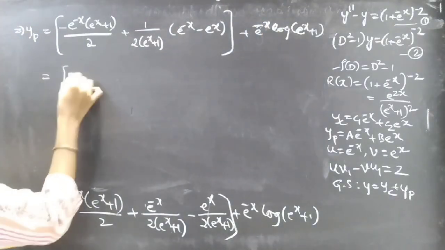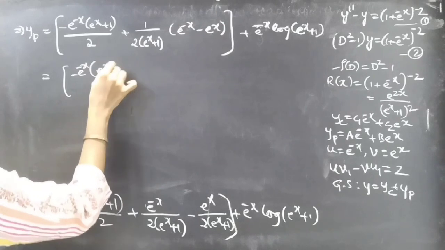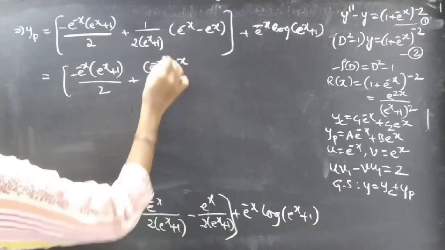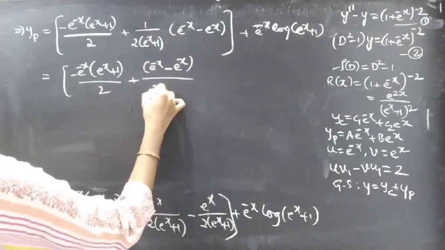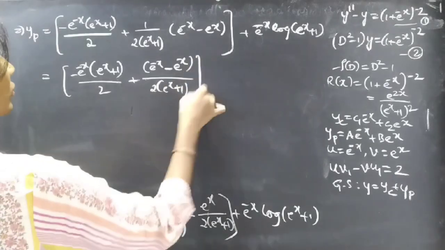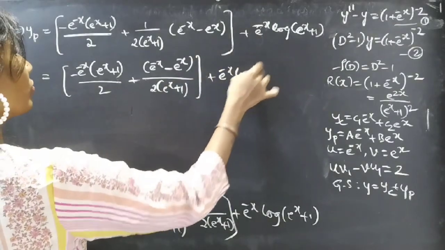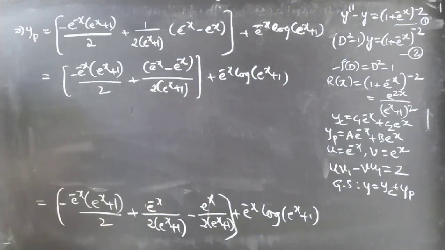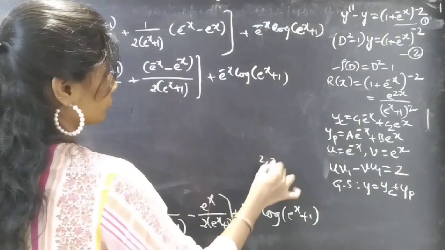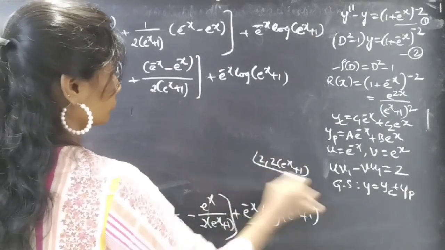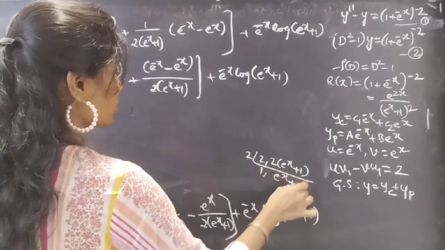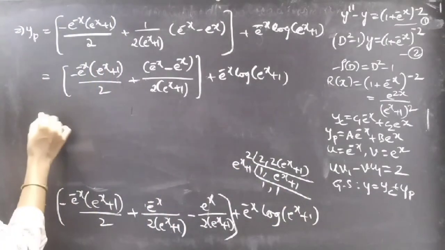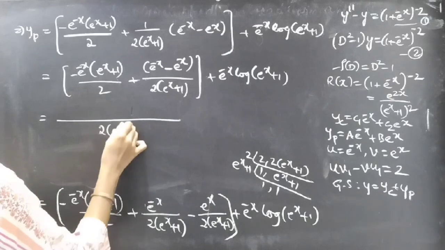This is equal to minus e power minus x of (e power x plus 1) by 2, plus (e power minus x minus e power x) by 2 times (e power x plus 1), plus e power minus x log of (e power x plus 1). Now take the LCM of 2 and 2 times (e power x plus 1). 2 ones are 2, (e power x plus 1) into 1, right? So the LCM is 2 times (e power x plus 1).